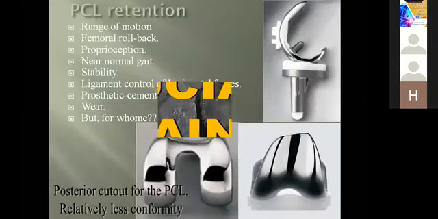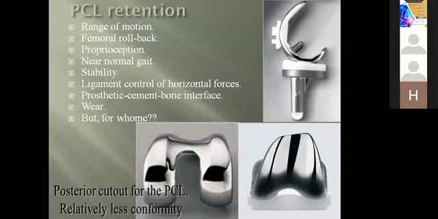Cruciate retaining designs. If you are planning to retain the posterior cruciate, you have to think about many points. First, the preoperative range of motion, so that PCL retention is not the implant of choice if the patient has a significant limitation of the preoperative range. Femoral rollback should be calculated accurately to avoid increasing the stresses in the posterior part of the polyethylene. Proprioception, near normal gait preoperative, stability preoperative, ligament control of horizontal forces, prosthetic cement bone interface wear, but for which patient we offer this design and this choice.